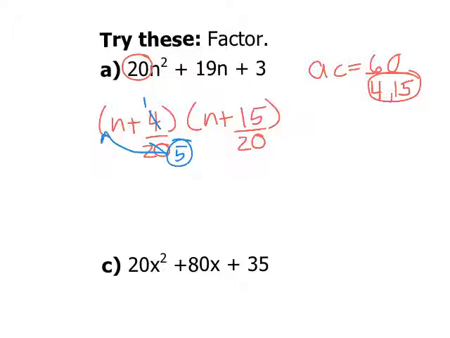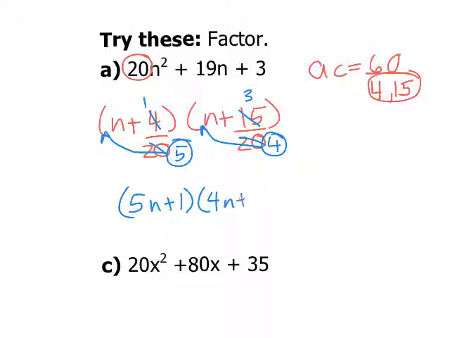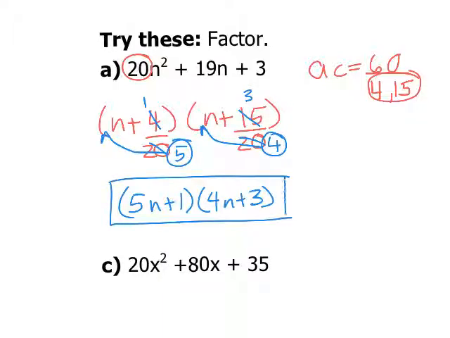15 over 20, what divides out of both of those? 5, and I'm left with 3 over 4. So again, the 4 is going to pop out front. So this would be 5n plus 1 and 4n plus 3. So you do have to make sure to reduce those fractions even if they don't divide out nicely. I don't just plop the 20 out front and leave it alone, okay? So I just wanted to address that quickly. Go ahead and finish B, C, and D.